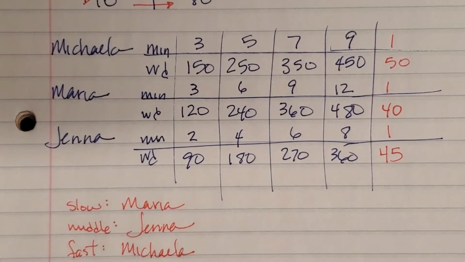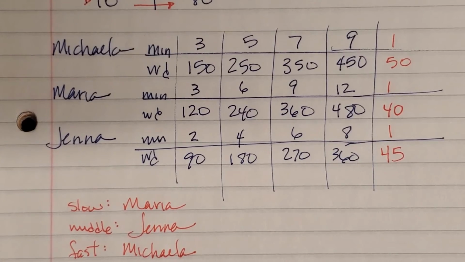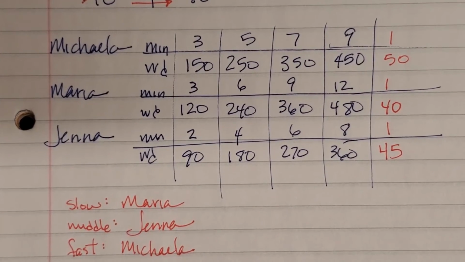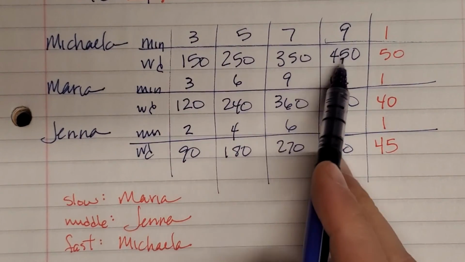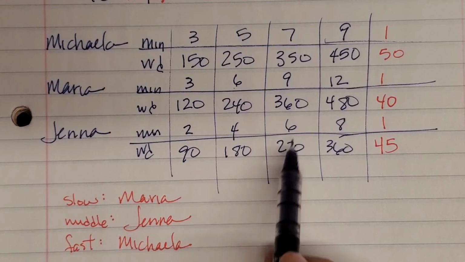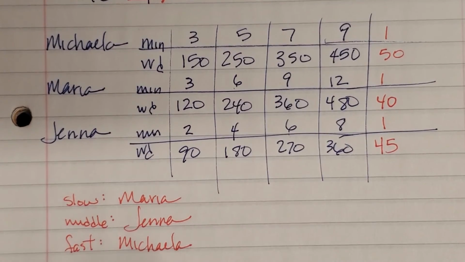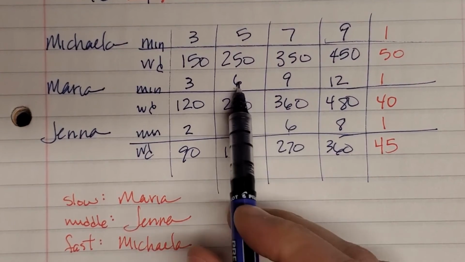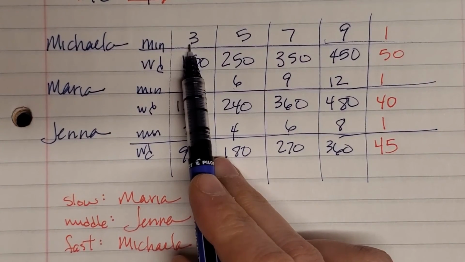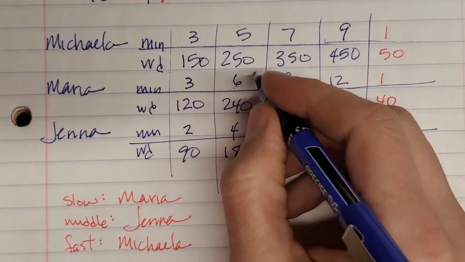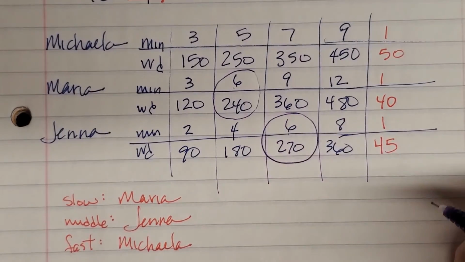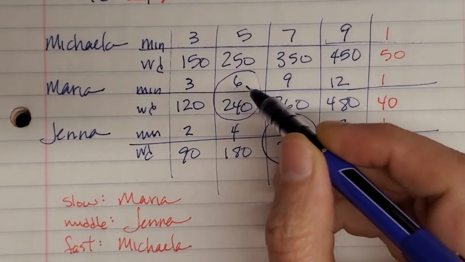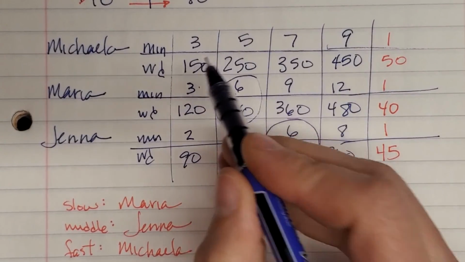Let me show you another way. I'll get out my purple pen and show you another way. This way, you're doing less math, but you got to think a little so you understand what's going on. Look for any numbers they have in common. Oh, 6 and 6 or 9 and 9. I'm going to go with 6 and 6 because this one has a 3. Here's why. If in 6 minutes she can do 240 and in 6 minutes she can do 270, clearly Jenna is faster than Maria. But let's figure out where Michaela comes in.